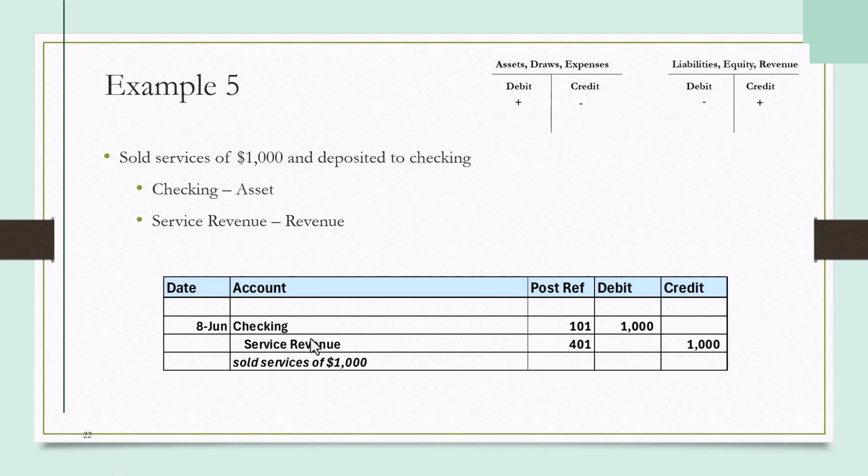Now I do want to point out that you can see that I'm doing a debit and a credit in every entry. I went over that in the last video, how you always have to have at least one debit and at least one credit. And your total debits need to equal your total credits. Okay, let's go to the next example.